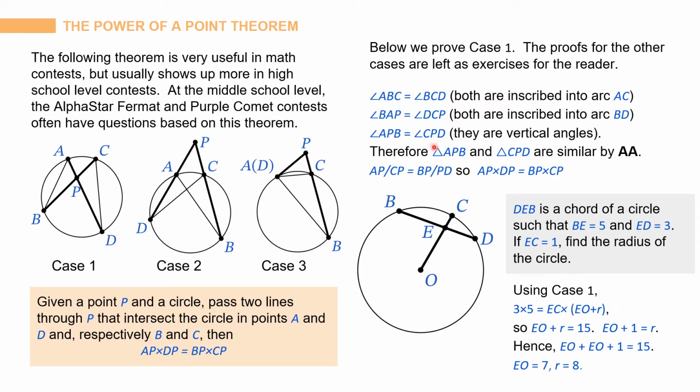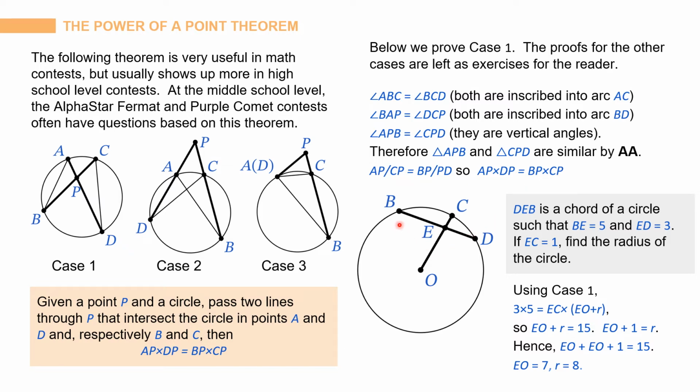And so because of the ratio of the sides of similar triangles being the same for all respective sides, we know that the ratio of AP to CP is equal to the ratio of BP to PD. So cross multiplying, we have the relation AP times DP is equal to BP times CP. So let's use an example of the intersecting chord theorem.